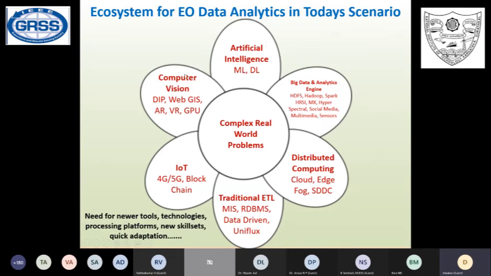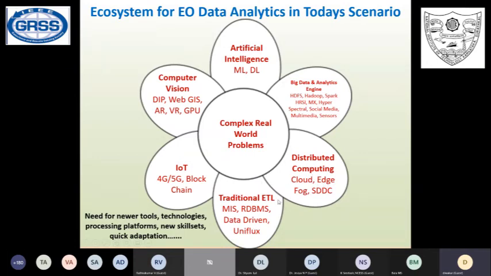We need to bring in our computer vision, particularly the digital image processing system, the web-based tools, virtual reality, augmented reality, as well as GPU computing. Big data analytics is playing a very major role. See, these are typical combinations which one would like to look for if you want to really make an impact in complex real world problem solving situations, because you cannot get away from cloud and edge based computing.